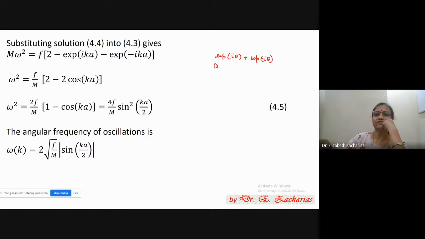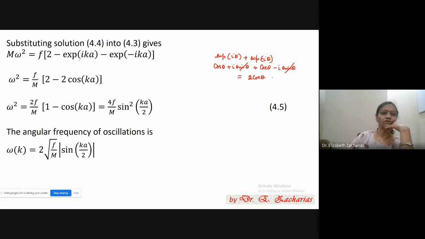Exponential i theta is cos theta plus i sine theta. Similarly, exponential minus i theta is going to be cos theta minus i sine theta. So minus i sine theta and plus i sine theta will go off. So you get 2 cos theta.